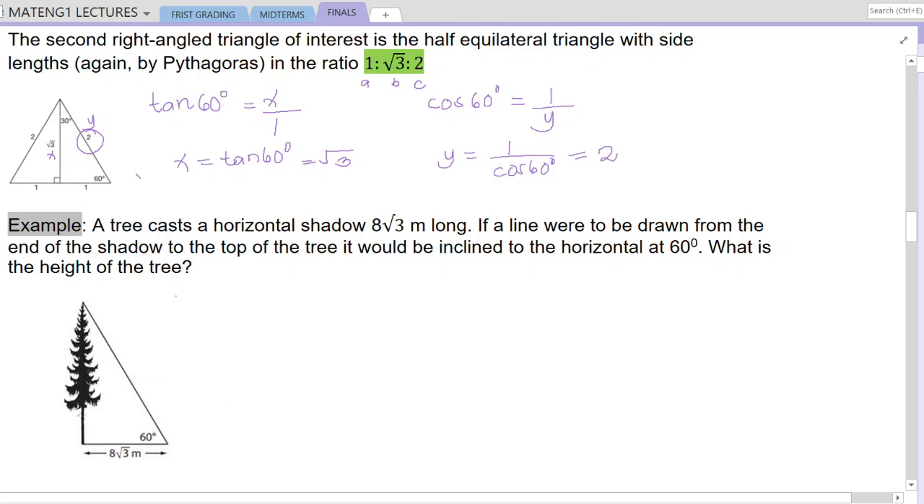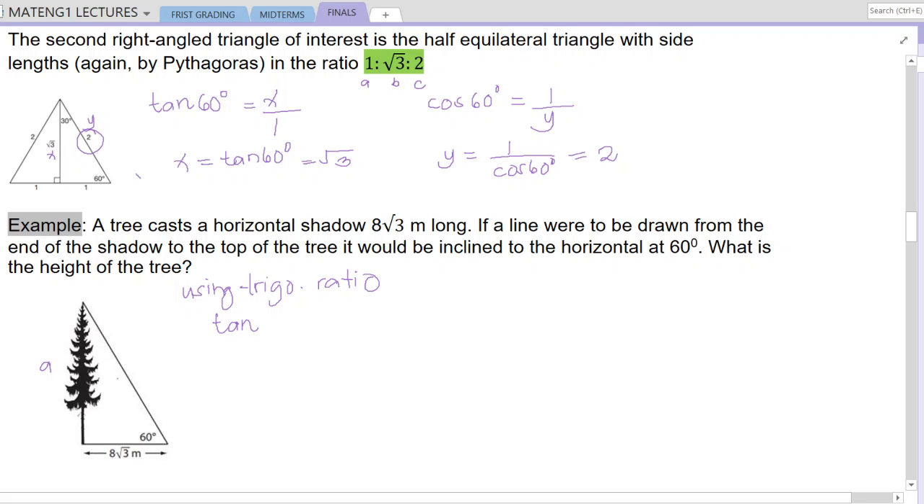Okay, so using trigonometric ratio, we denote the height of the tree as, let's say, A. Having that, we use cosine. The trigonometric ratio cosine 60 is equal to, sorry, that is supposed to be tangent.